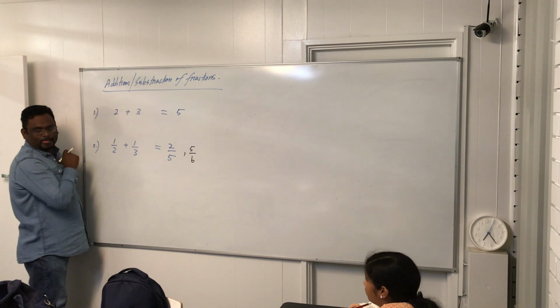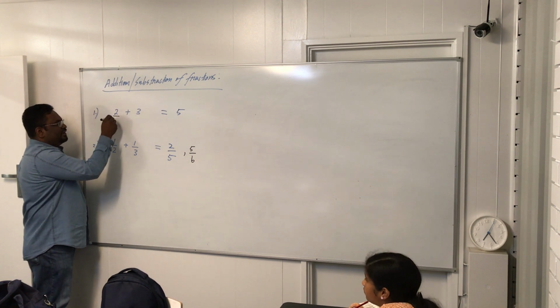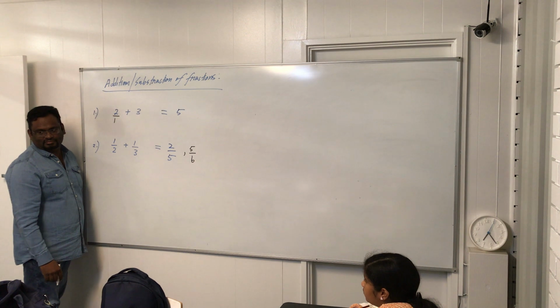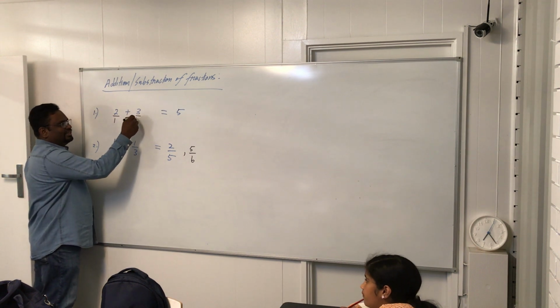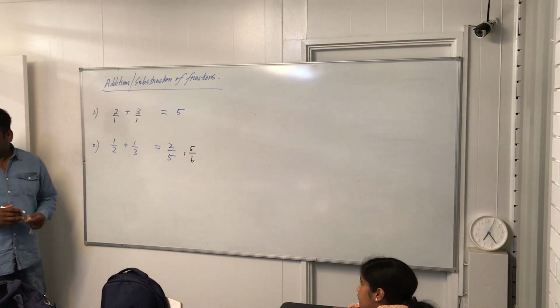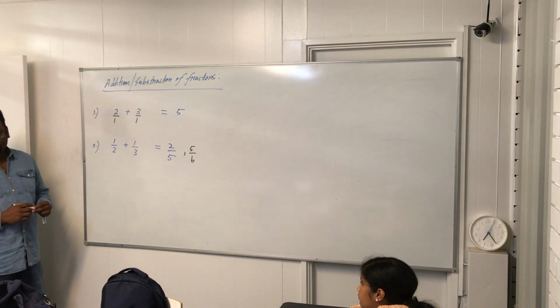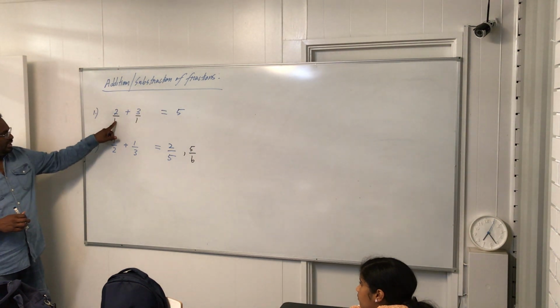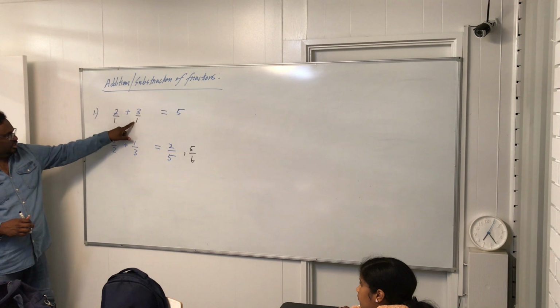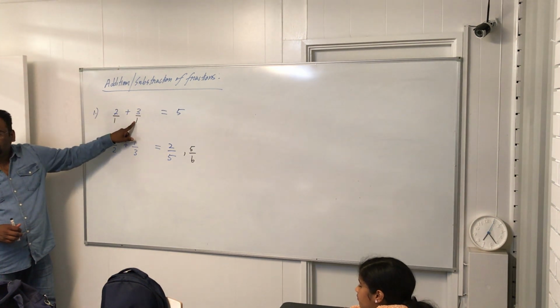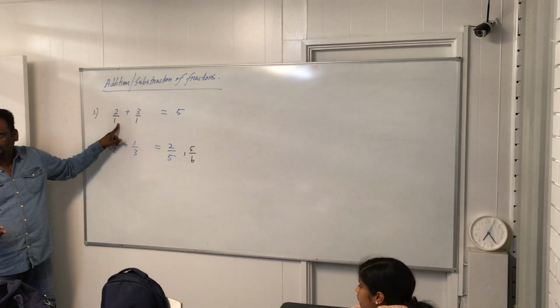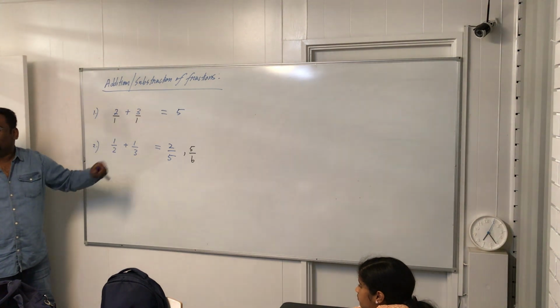What is 2, guys? 2 is 2 divided by 1. 2 divided by 1 is 2, right? 3 is 3 divided by 1. Right? Yeah? Look at the denominator. This is called denominator, this is numerator. Denominator, numerator, right? Look at the denominator. What happened? Are they the same? That's the same, right? 1, 1. They're the same. That's why you can add.